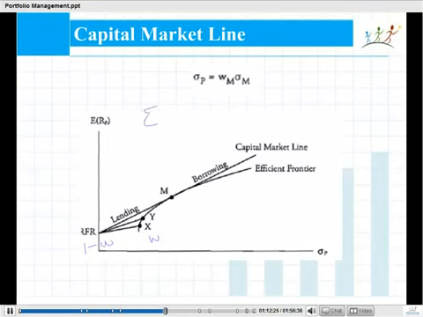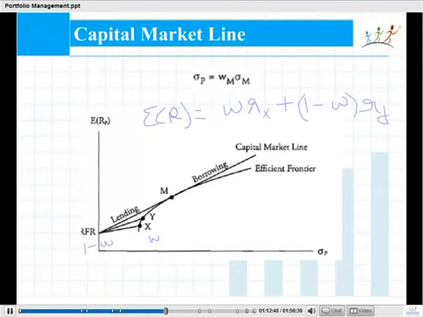So what will be the expected return of my portfolio? Okay, I randomly chose X. There is no special reason why I chose X. Just let's assume I chose X, Y, anything I can choose. What will be the expected return on the portfolio? It will be W into the return on X plus 1 minus W into the return on the risk-free security, or the risk-free rate.